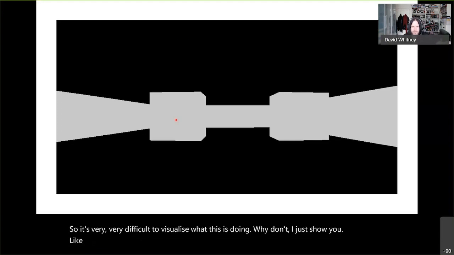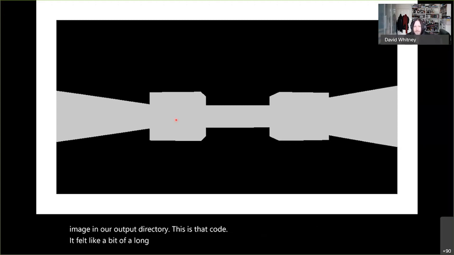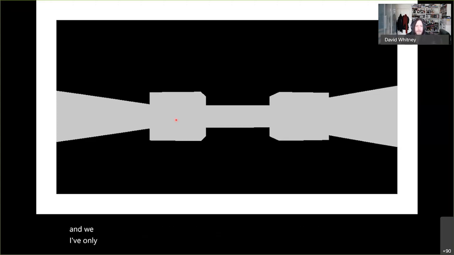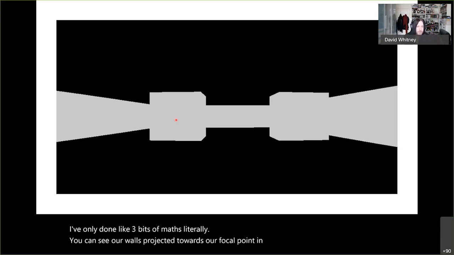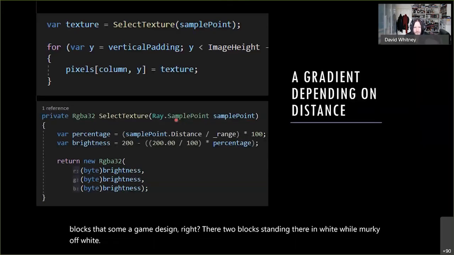Oh my God, like we have a ray traced image, sorry, ray cast, not ray traced image in our output directory. This is that code. It felt like a bit of a long journey, but we're actually still inside 200 lines of code in total here. And we've only done like 3 bits of maths, literally. You can see our walls projected towards our focal point in the distance, and we've got our 2 blocks. That's some AAA game design right there, 2 blocks standing there in white. Well, murky, off-white.